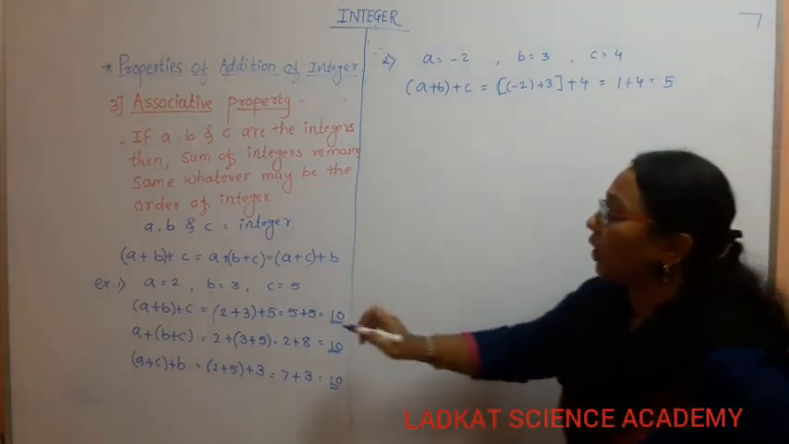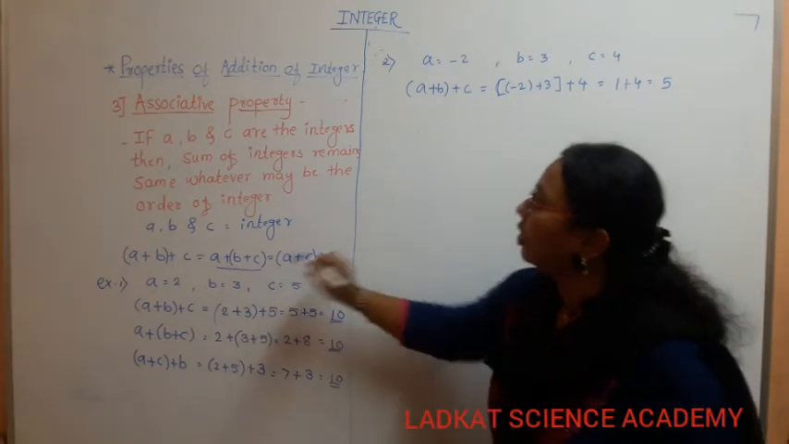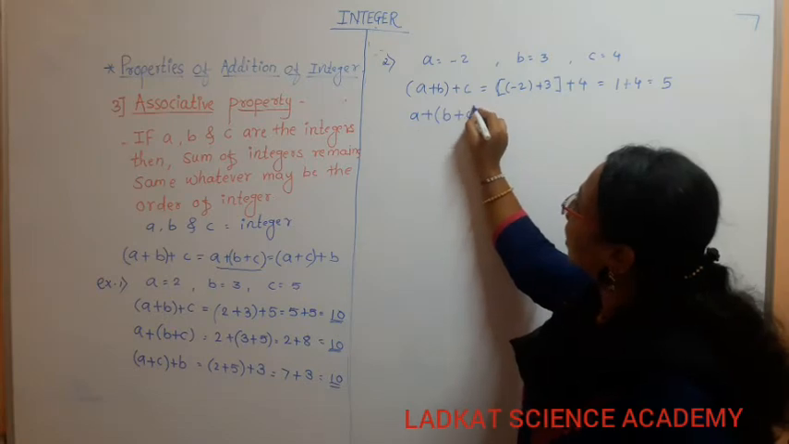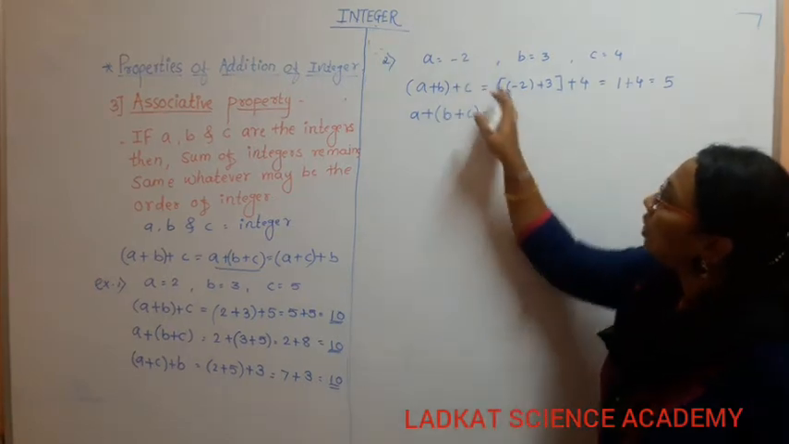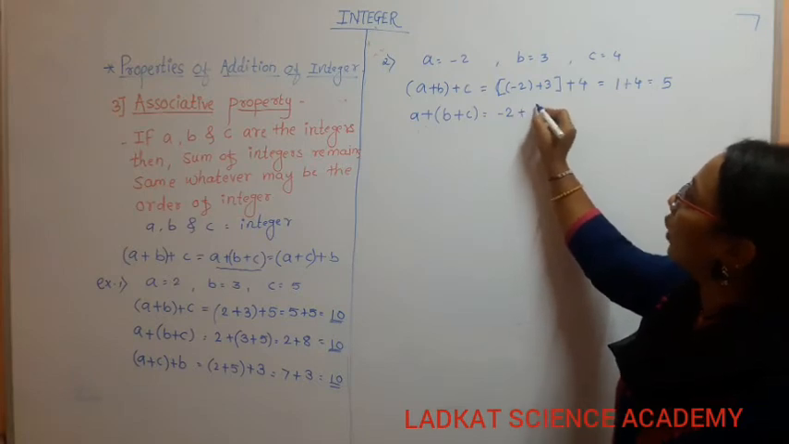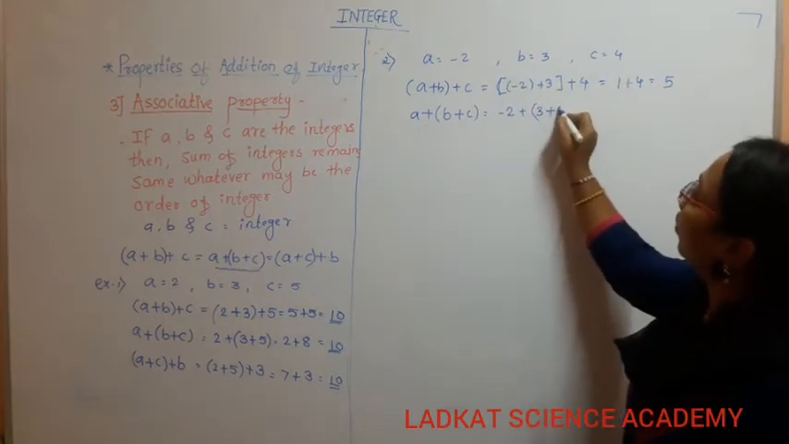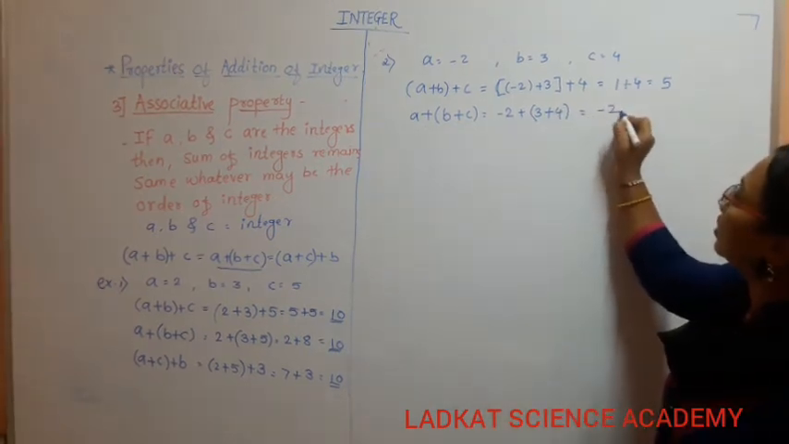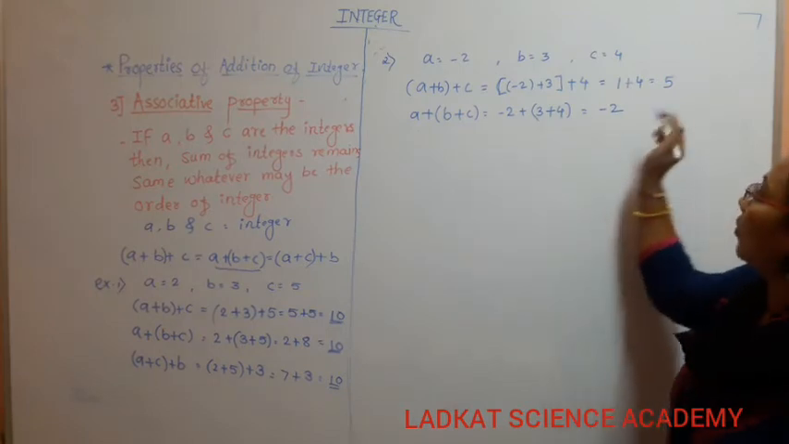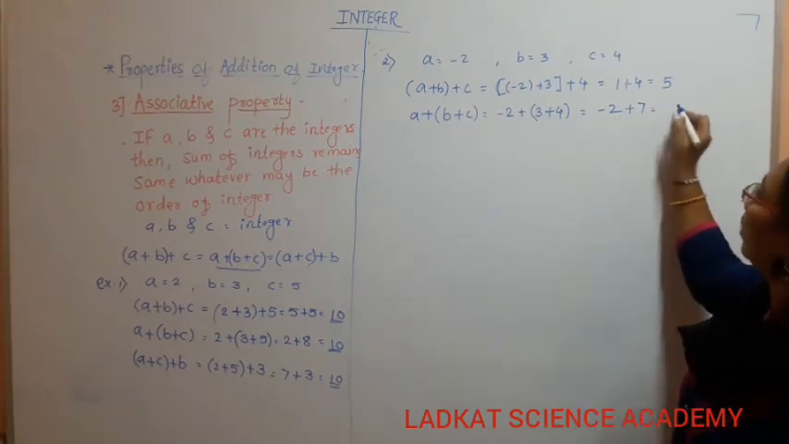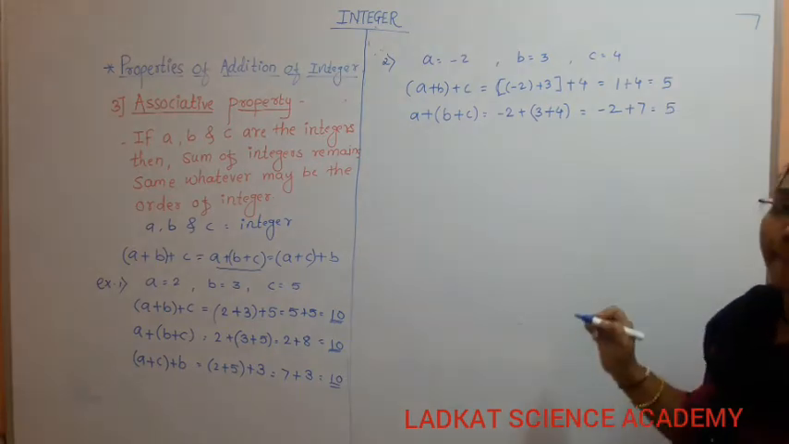What is the second order here? A plus into bracket B plus C. Then what is the value of A? Minus 2 plus into bracket B is 3 and C is 4. Solve this bracket. Minus 2 as it is, plus 3 plus 4, we got the answer 7. 7 minus 2, again we got the answer 5.